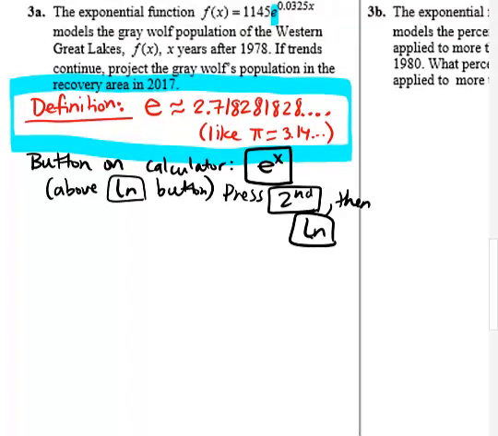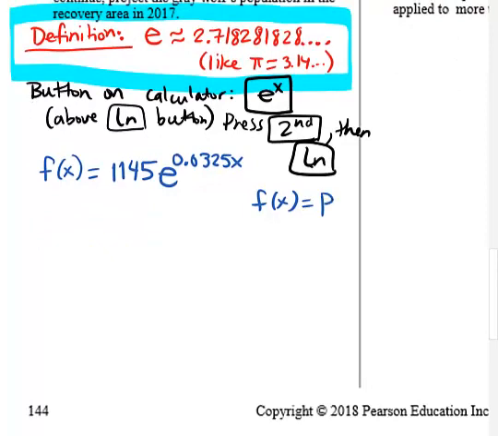It says the exponential function, I'm going to write it lower because I wrote a lot of stuff in between, is 1,145 times e to the 0.0325x. That models the gray wolf population of the Western Great Lakes. So it sounds like f of x is the population. I'm going to write that down before I forget. F of x is population. And x is the number of years after 1978. Fair enough.